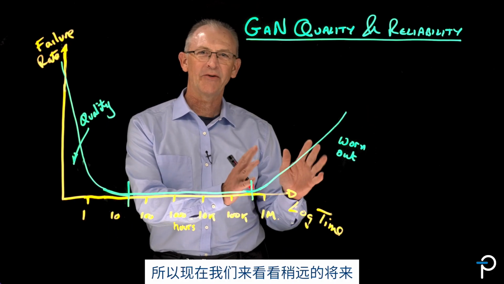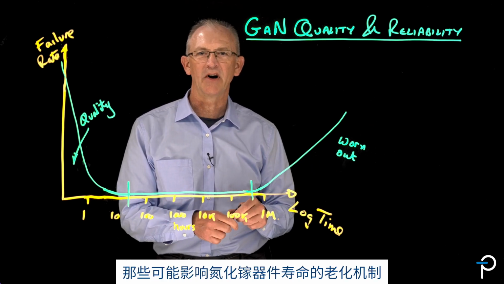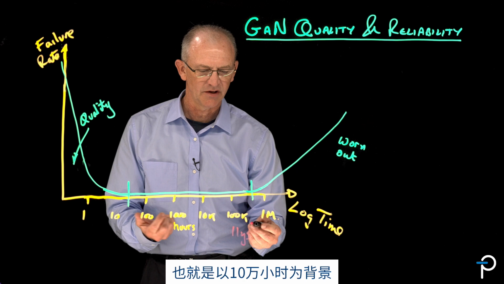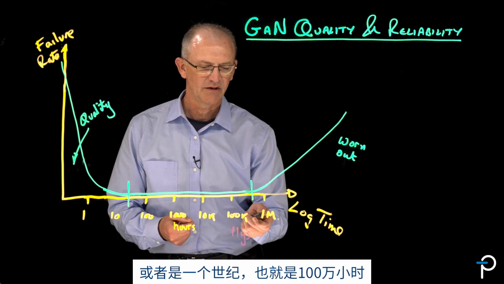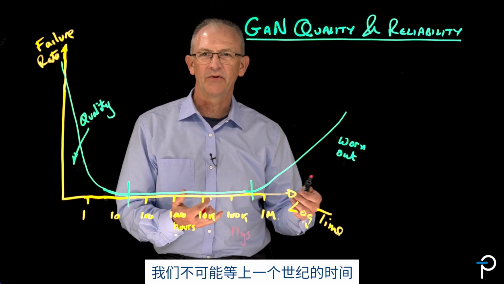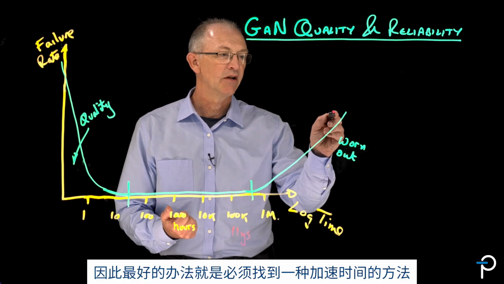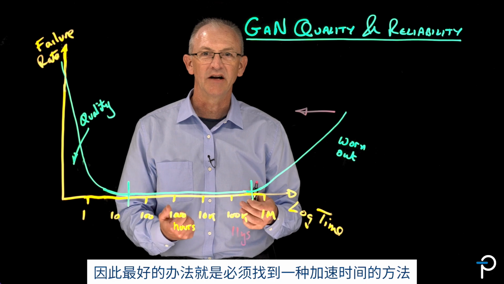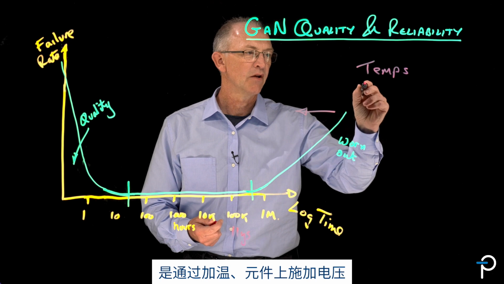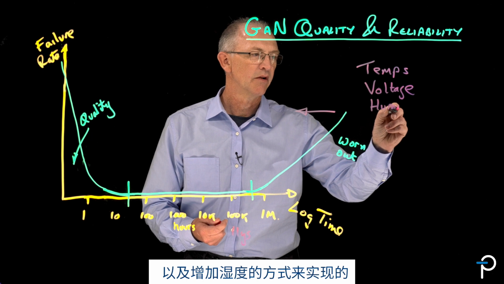So let's talk about the far distant future, the wear out mechanisms that might affect a GaN device in, well, let's say more than 11 years, which is, for context, where 100,000 hours is, or a century, which would be 1 million hours. And we can't wait around for a century for our GaN to fail. We want our GaN now. So the best thing to do here is we have to find a way to accelerate time. And the way we accelerate time in the semiconductor industry is we heat things up, we apply voltage to them, and we use humidity.